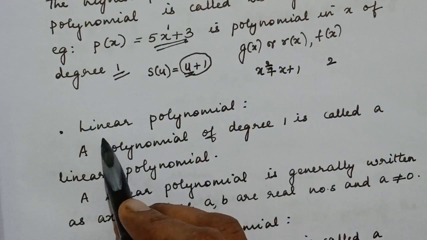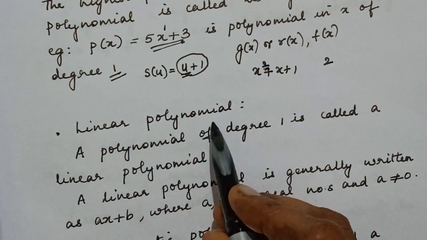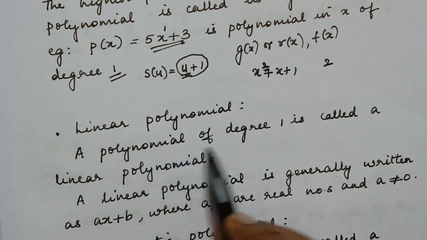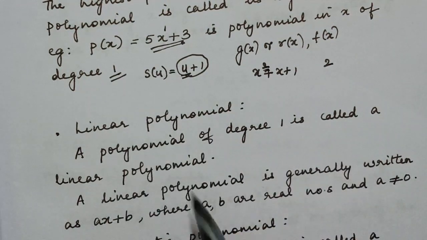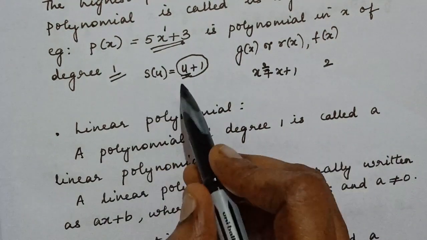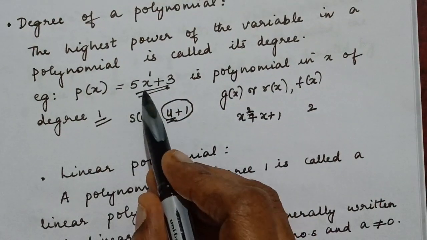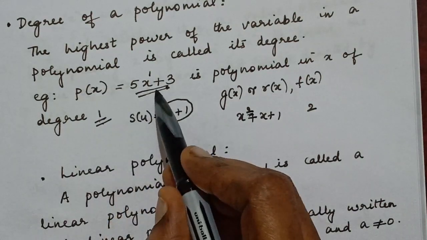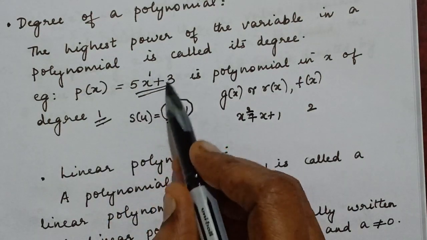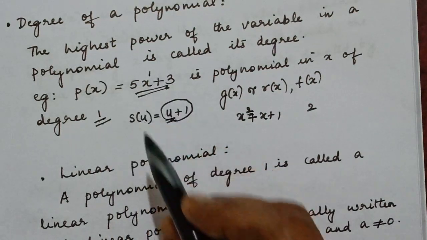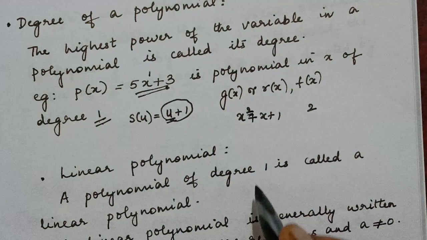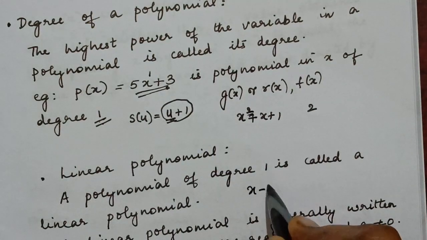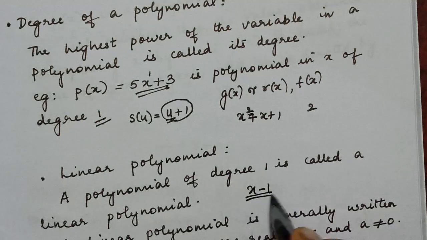Now we will see what you mean by linear polynomial. A polynomial of degree 1 is called a linear polynomial. Here you can see that 5x plus 3 is a polynomial of degree 1. Therefore, 5x plus 3 is a linear polynomial. And if I write x plus 1 or x minus 1, this is a polynomial of degree 1. Therefore, it is known as a linear polynomial.